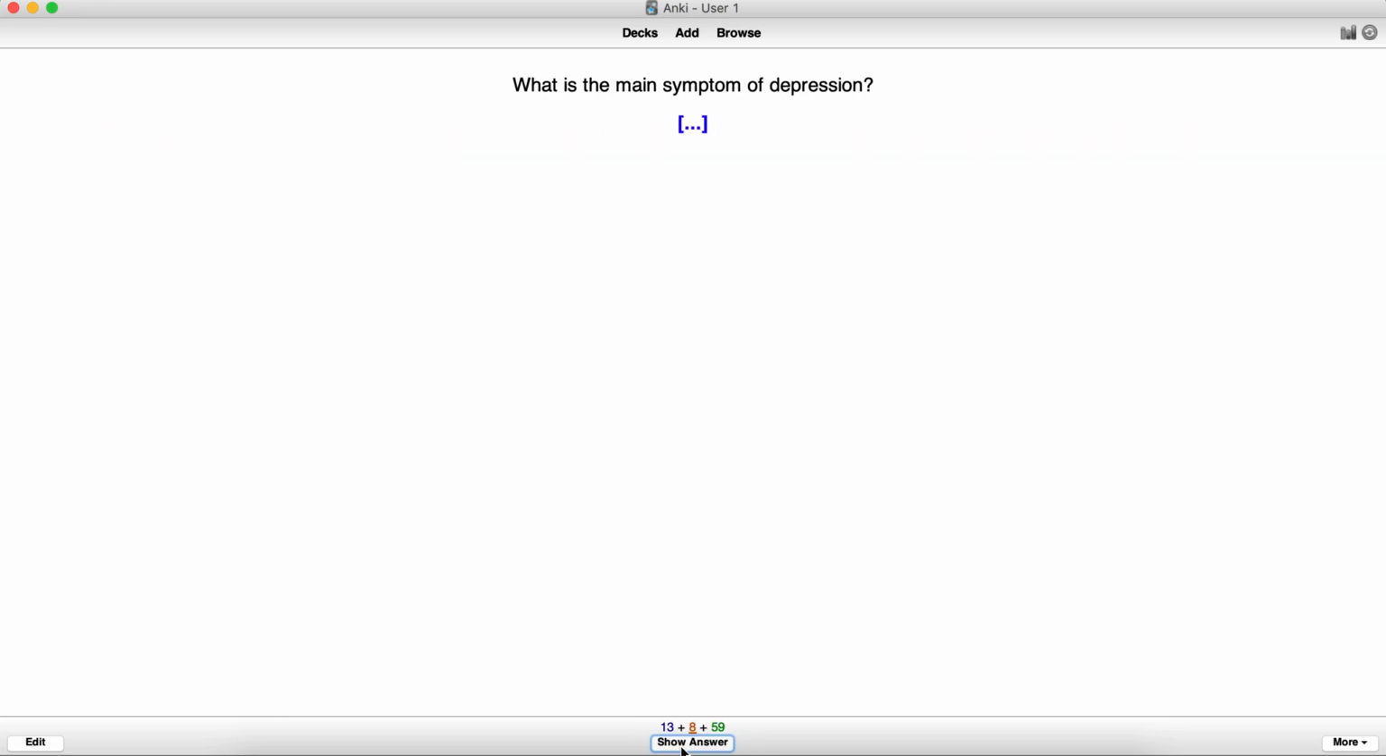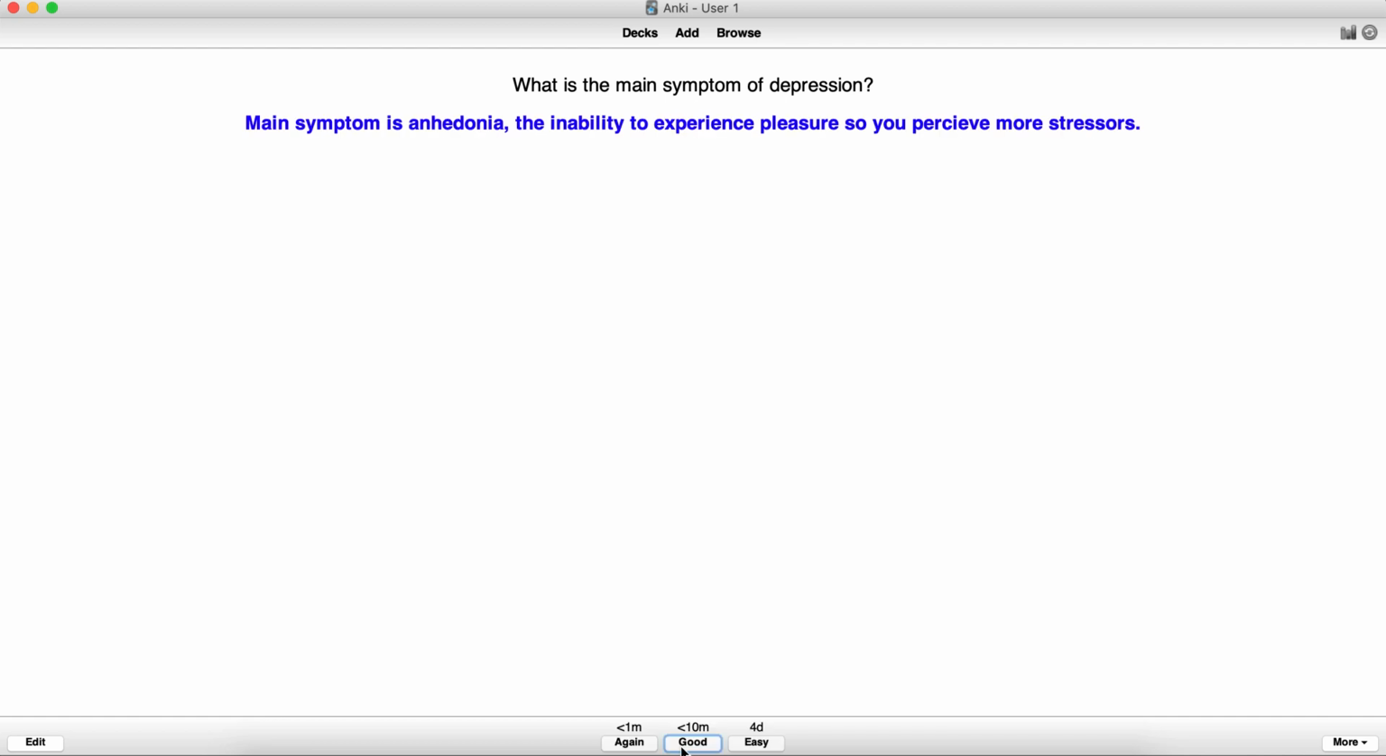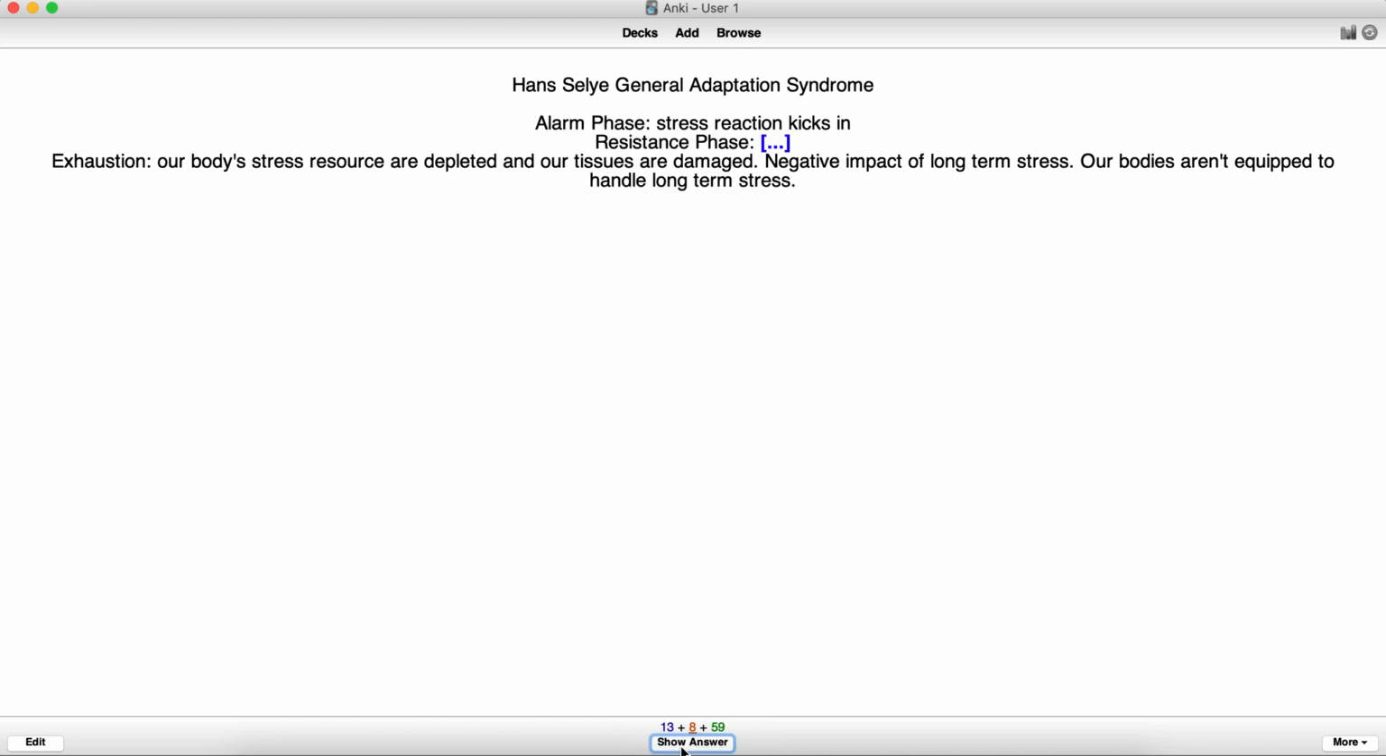Main symptom of depression is anhedonia, which is the inability to experience pleasure, in which you perceive more stressors in life. Anhedonia. Resistance phase is fleeing, huddling, increase in temperature, increase in cortisol.